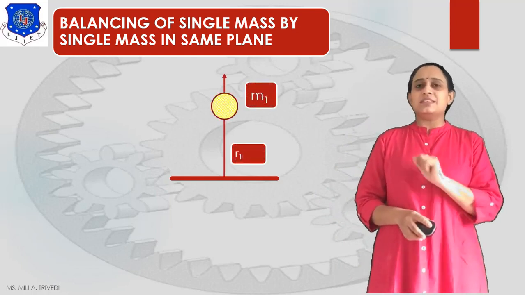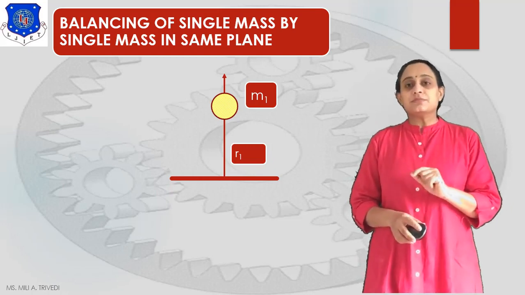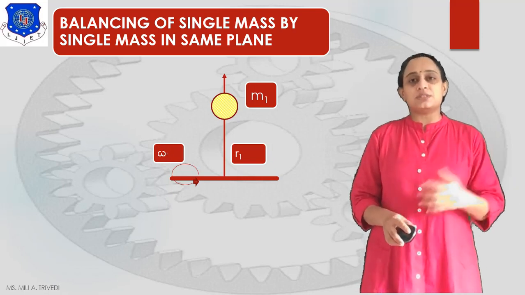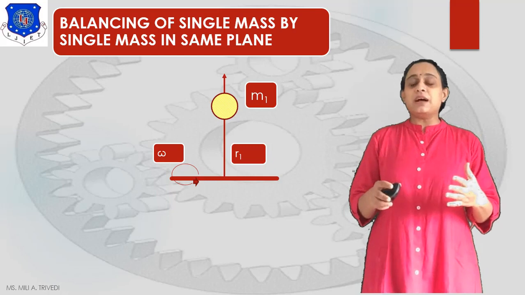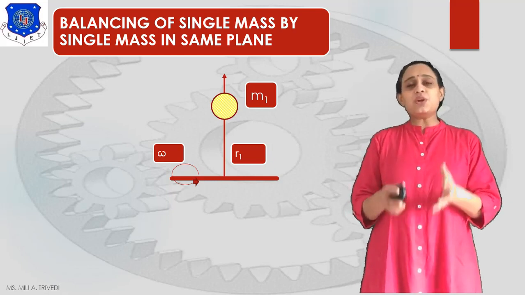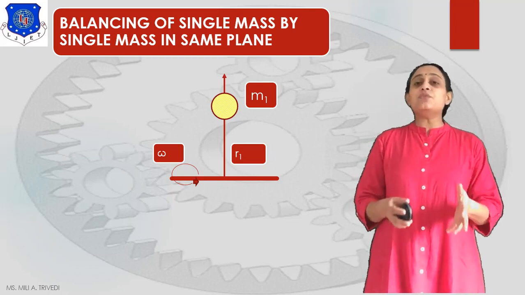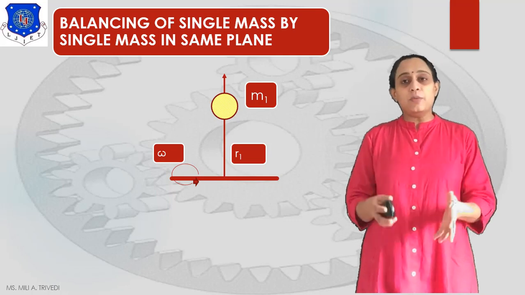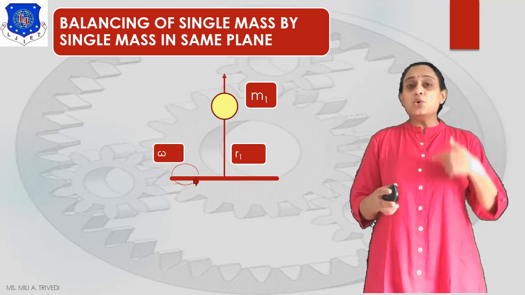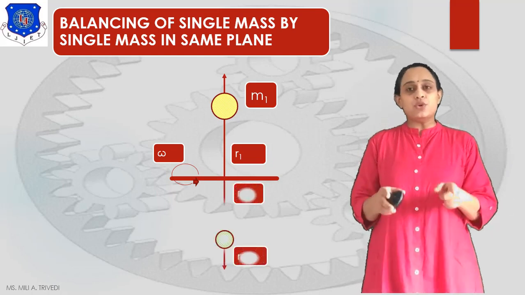Let us assume there is a shaft and there is a mass m1 attached at radius r1. Now assume this shaft is rotated at angular velocity omega. Then what will happen? This mass will generate a centrifugal force towards the outside. The centrifugal force value is m1 omega square r1. This force moves outward, hence the shaft will be bent by this centrifugal force itself.